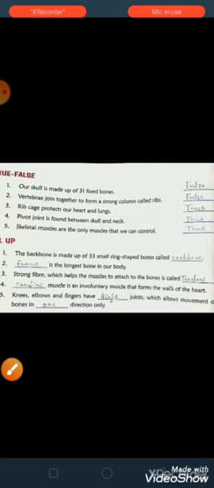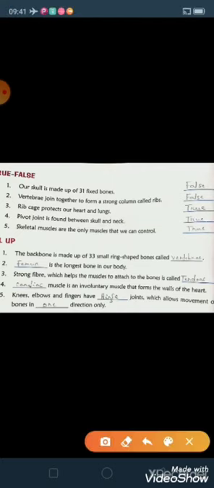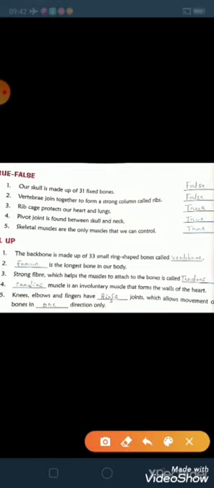Next one. Rib cage protects our heart and lungs. Is this statement true? Yes. Our rib cage protects our heart and lungs. Next question. Pivot joint is found between skull and neck. The joint which helps our skull to move upward, downward and side is found between skull and neck. This statement is also true.